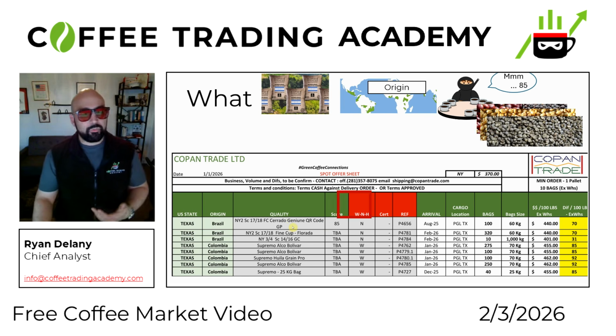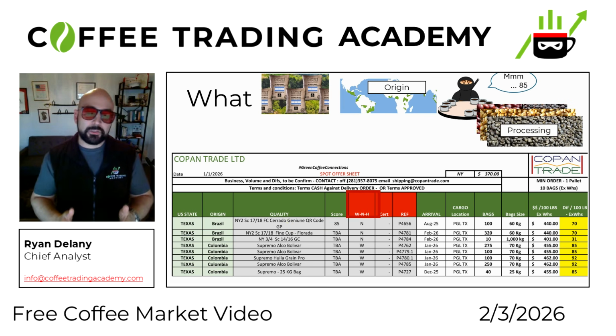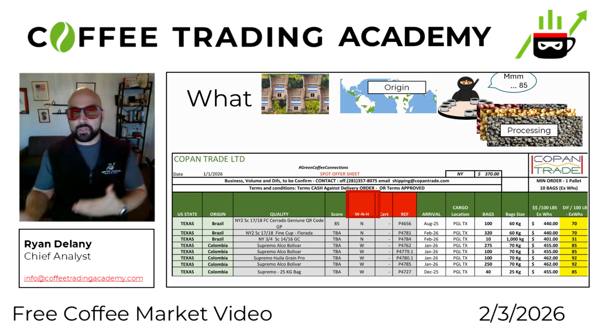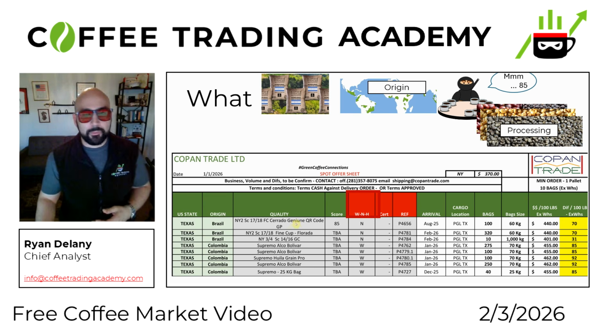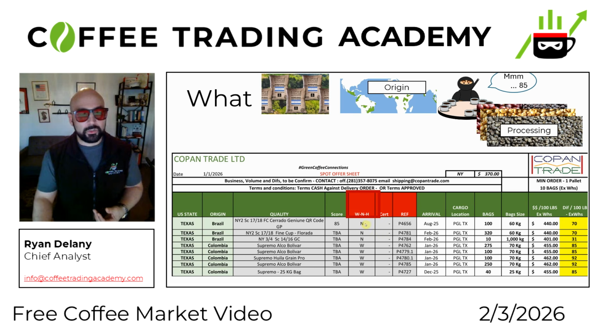We also have the processing. At least they'll usually show washed and naturals, but they may also have honey processed as well. Here, Copan has washed, naturals, and honeys. So, for example, these Brazils are all naturals here, and these Colombians are, of course, all washed coffees.